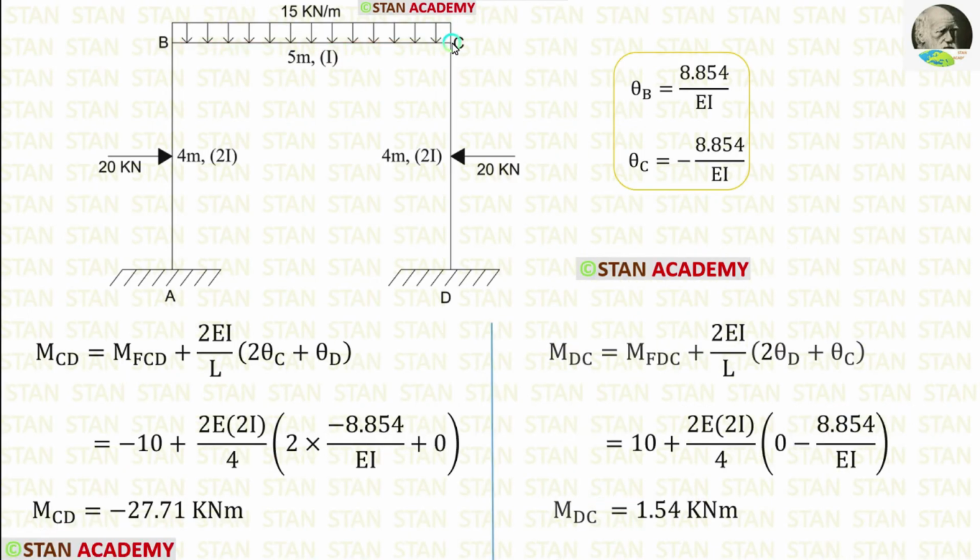Now let us make the slope deflection equations in the column CD. In these equations, let us apply the fixed end moments. The moment of inertia for CD is 2I. So instead of I, we have to apply 2I. Length of CD is 4. Let us apply that. In the point D, there is a fixed support. In the fixed support, there will be no slope. So theta D will be 0. After applying the value of theta C, we are getting MCD and MDC.